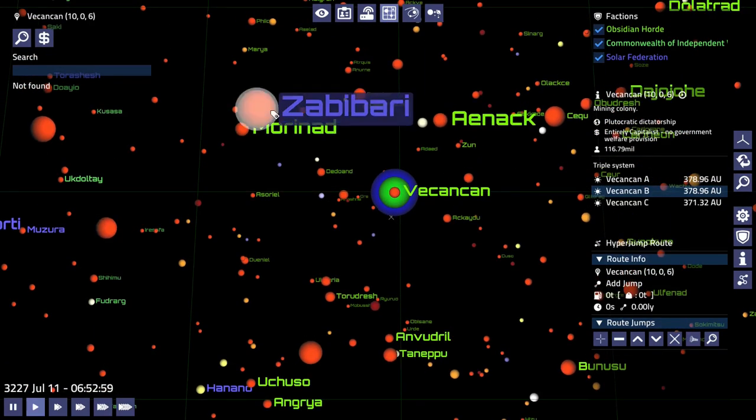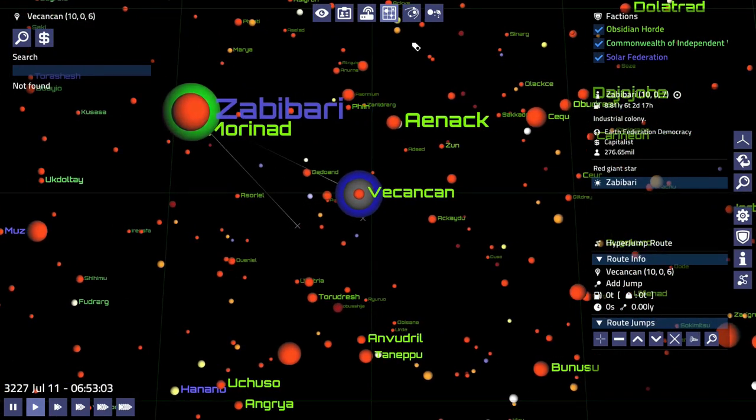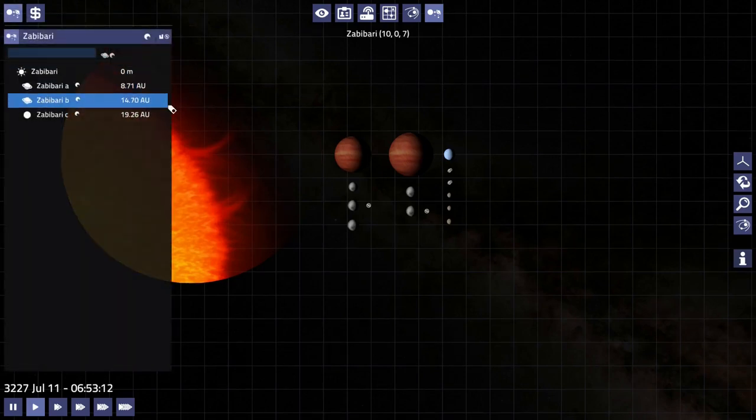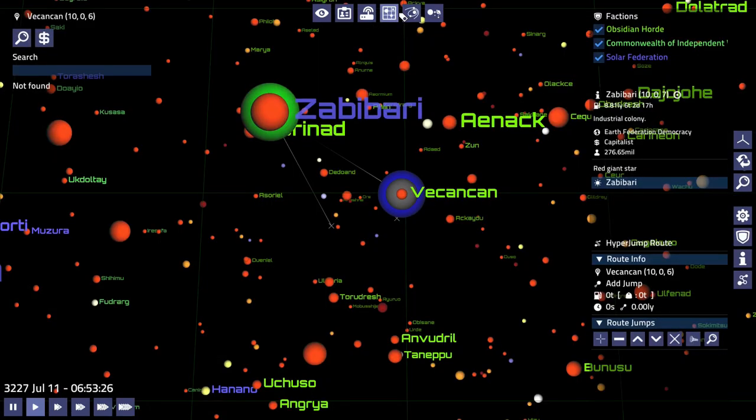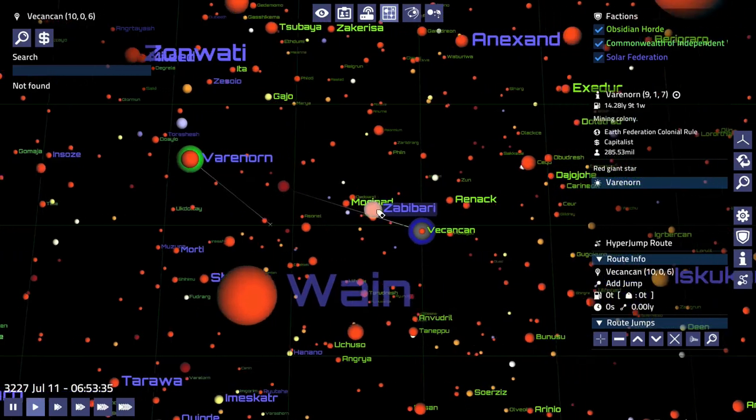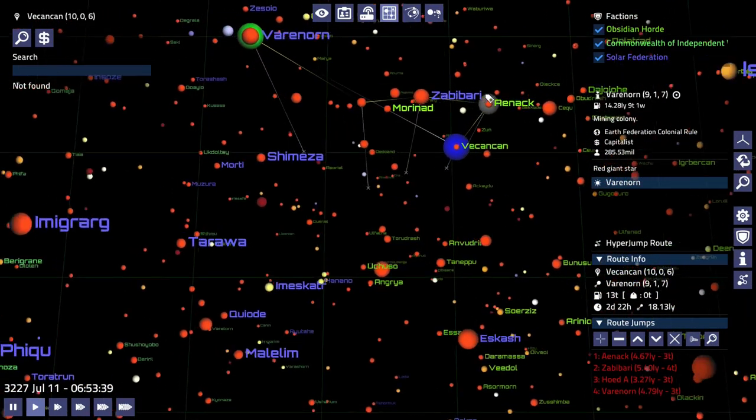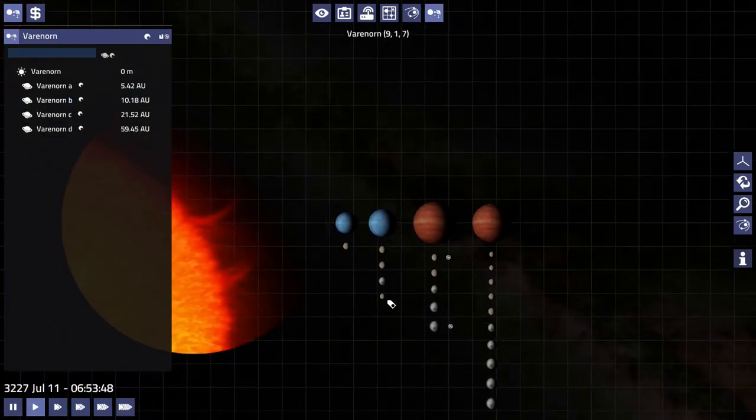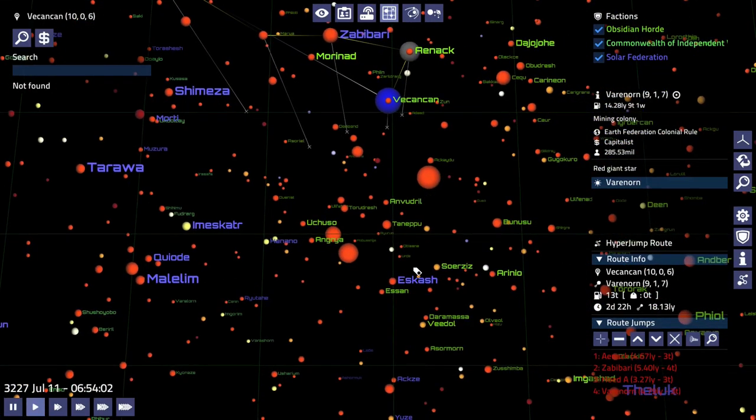So we're in the Cancan, and the closest SolFed system we could go to is Zabibari. But Zabibari is one of these systems where the closest planet is almost 9 AU from the sun, and that's very, very far away. So we could take them there, but it's a little far in system. I think the next closest system would probably be Veranorn. Let's check. Veranorn, we need 13 tons of fuel. But Veranorn is also another big system. Andruski's Hope is a good 10 AU away from the sun, so that's also pretty far.